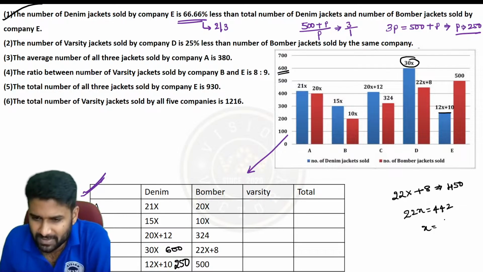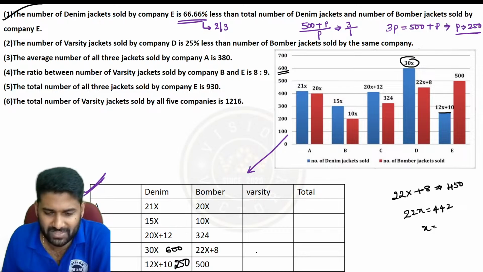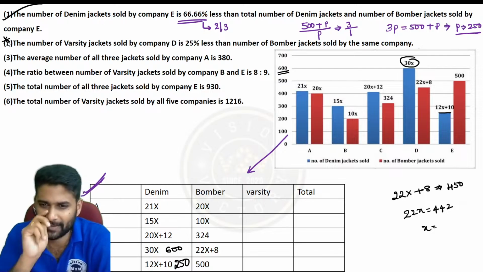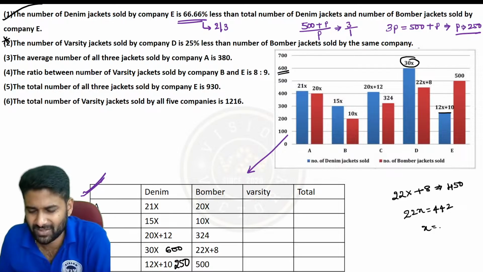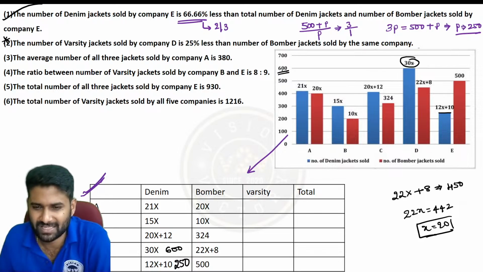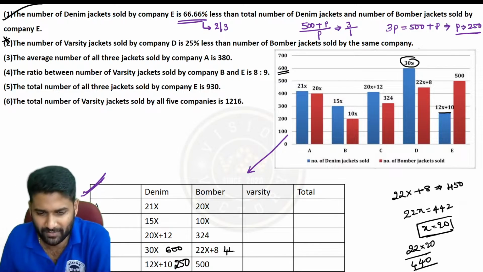Okay, this is not accurate. Let's check with the data here. We don't know the bomber jacket count, but it is 25% less than. Let's hold this point. Now you can take the x value directly, right? The x value must be 20. Why? Because if 30x is equal to 600, in this case the x value is equal to 20. Substituting 20 here, 22 multiplied by 20 is 440, plus 8 is equal to 448.